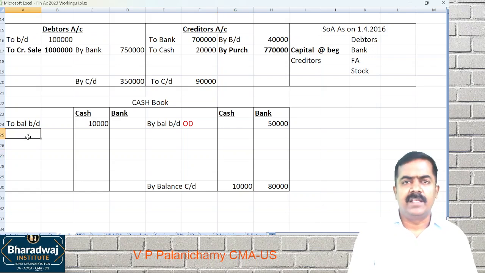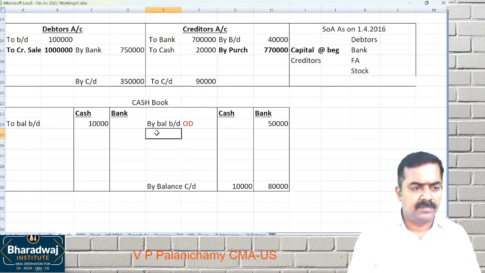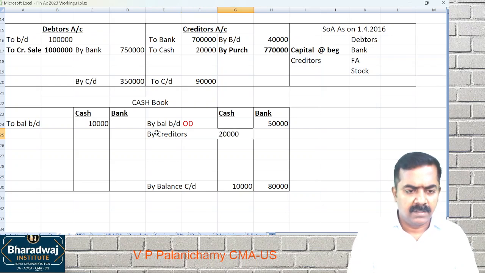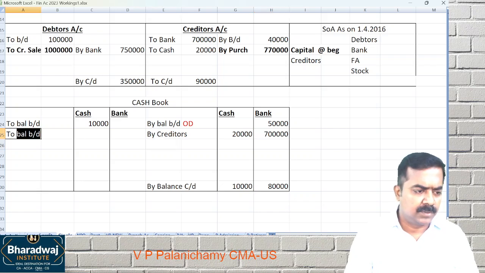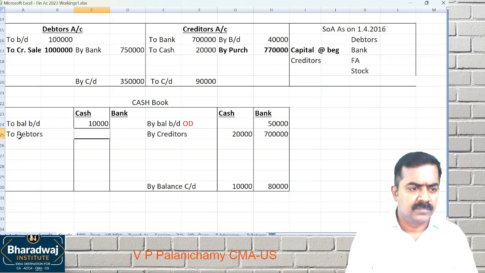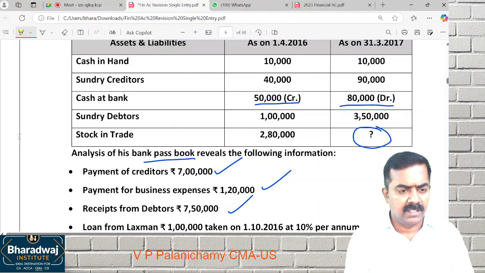Then record all the collections and payments. So, by creditors, what is the cash payment? 20,000. Cheque payment 7 lakhs. To debtors, what is the cash payment or cheque payment? Cheque collection 7,50,000. Where? In the bank account.